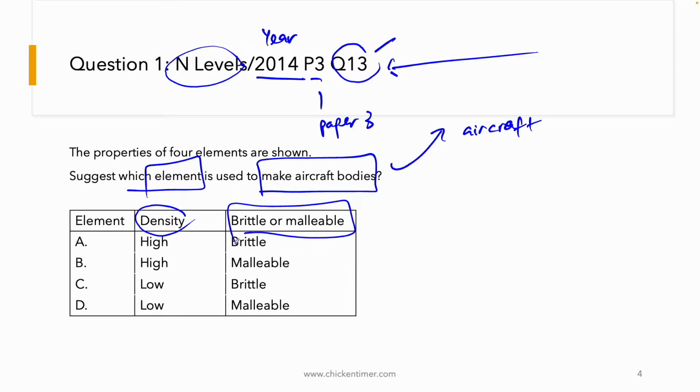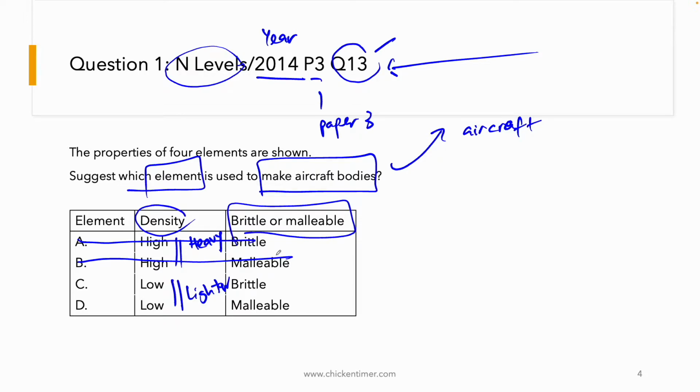If it's high density, say the first 2 options, high density would mean that the metal is heavy. Low density would mean that the metal is lighter. If I want to use a metal for aircraft, we need the aircraft to fly. So would you want a metal which is heavy, or a metal that is light? If it's too heavy, I don't think the aircraft can fly. So option A and option B are out. Now we go to C and D.